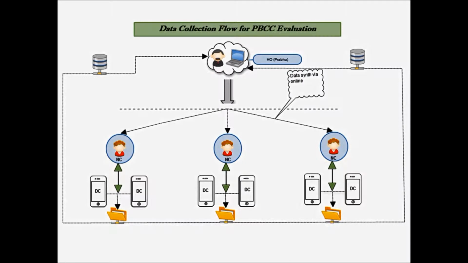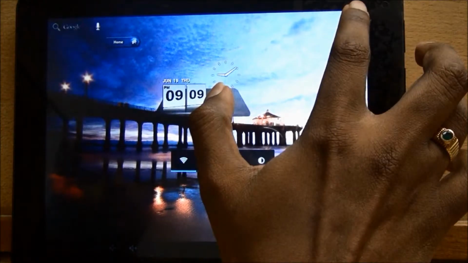This figure shows the flow of data collection and transmission, where all data is collected by the network coordinators in the field, stored in their tablets, and transmitted online to the head office. The next few slides will show the working of the tablet in the field data collection for the PBCC evaluation.